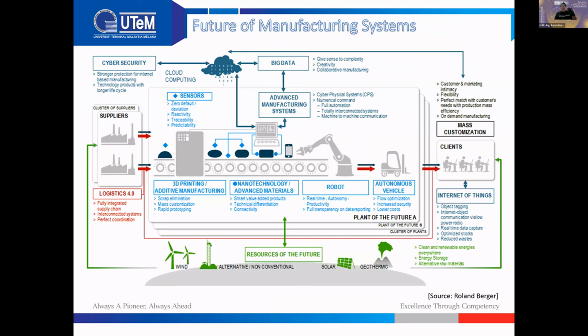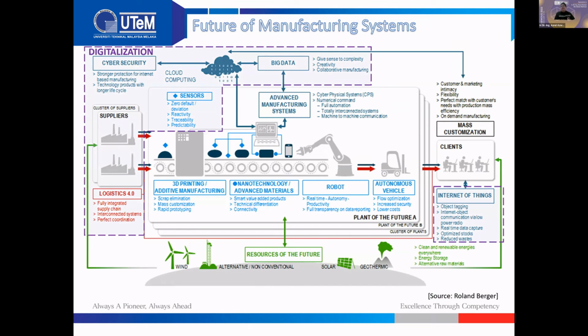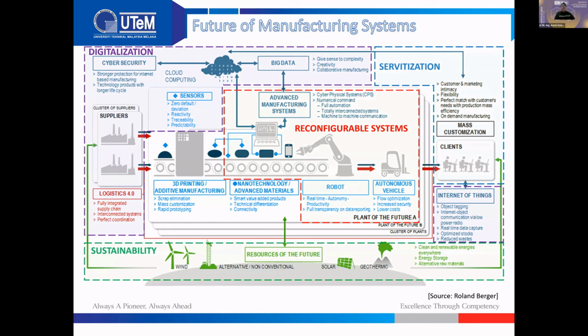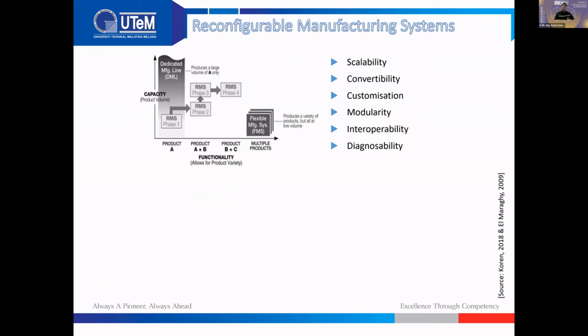And this slide I have shown before. I just try to characterize this into digitalization, sustainability, servitization, and in the middle, the advanced manufacturing system, which is looking at the reconfigurable system. This is just the element of the reconfigurable manufacturing system.